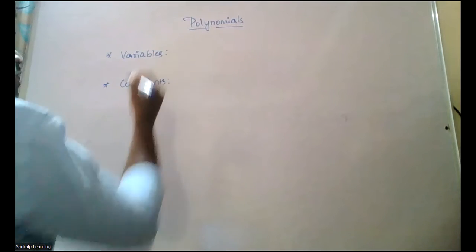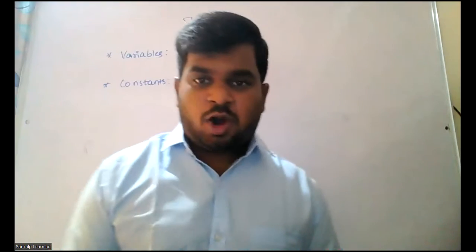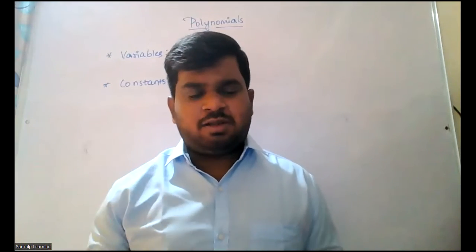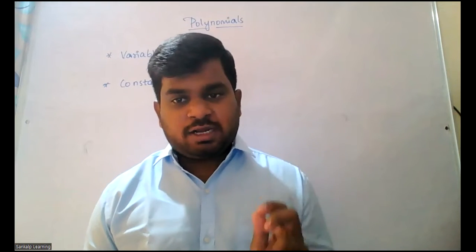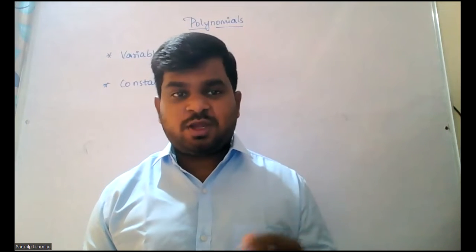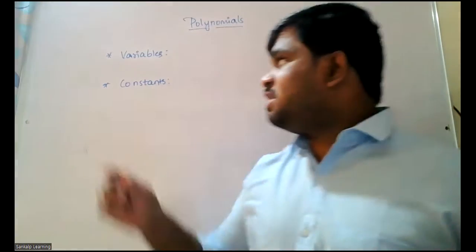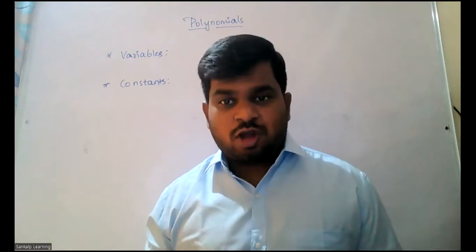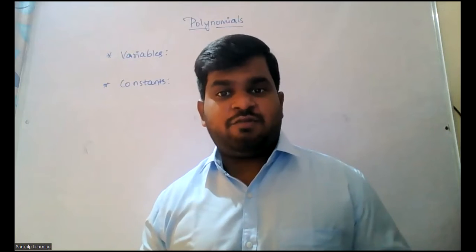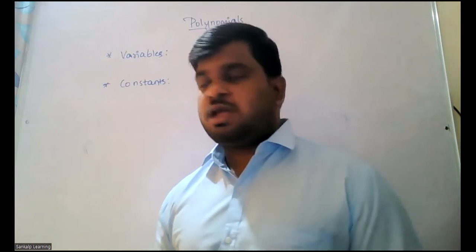What are variables? Variables and constants are kind of symbols. If the value of the symbol is fixed, we call it a constant. If it is not fixed, we call it a variable. The name itself indicates it: it is capable of varying. The value is not fixed, so we call it a variable. If its value is fixed, then we call it a constant.